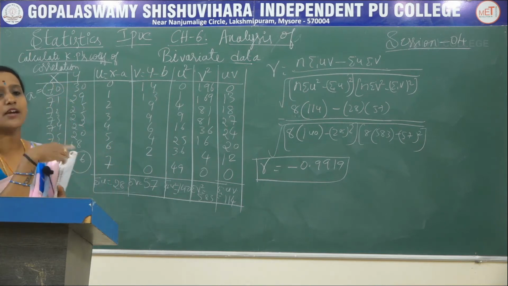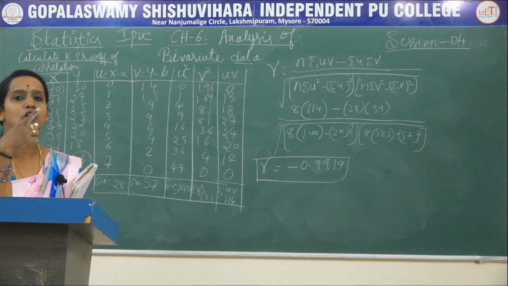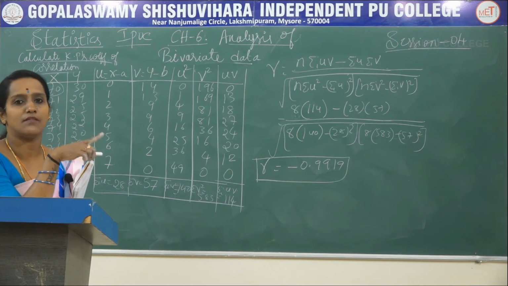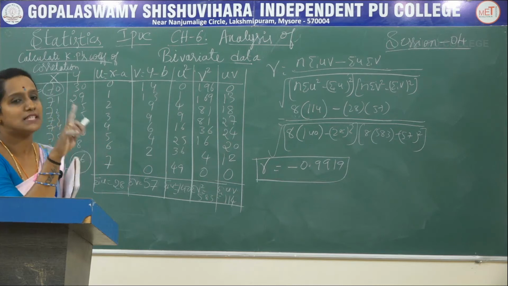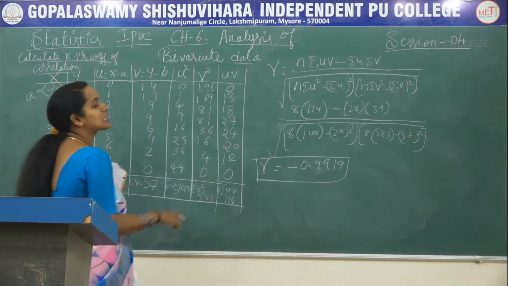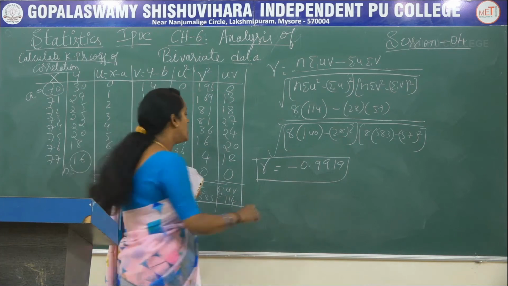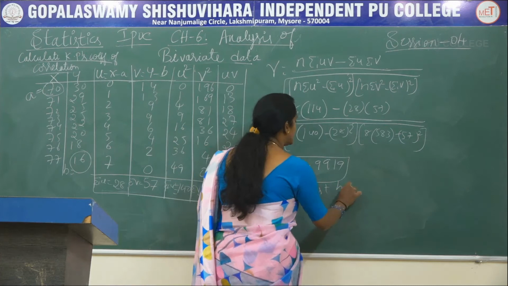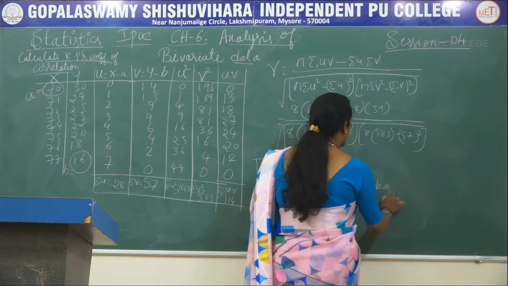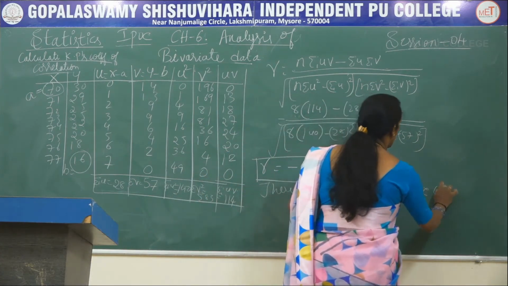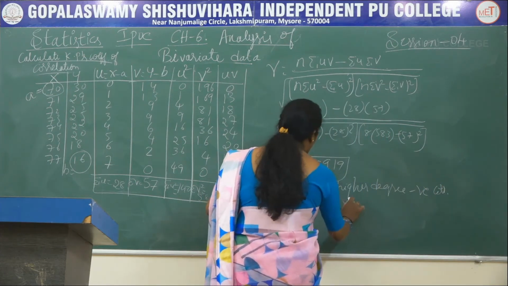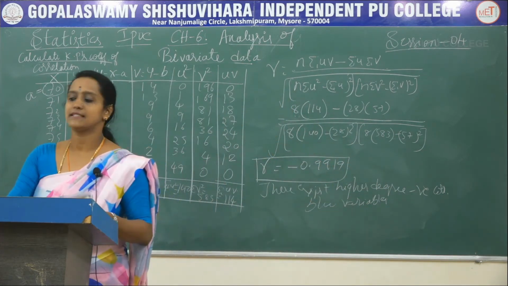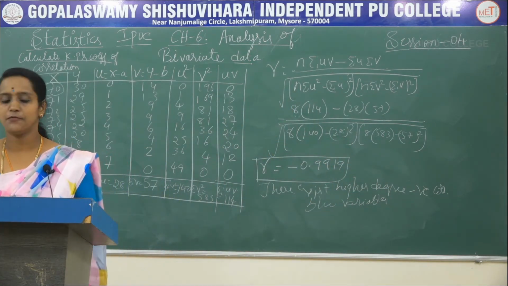The same problem we have solved in the last session. There also, in the direct method, we got the same answer. Here also, using the step deviation method, the answer will be the same. And here this value is closer to 1, that too in negative. Therefore there exists a higher degree of negative correlation between the variables x and y. This is how we have solved this.